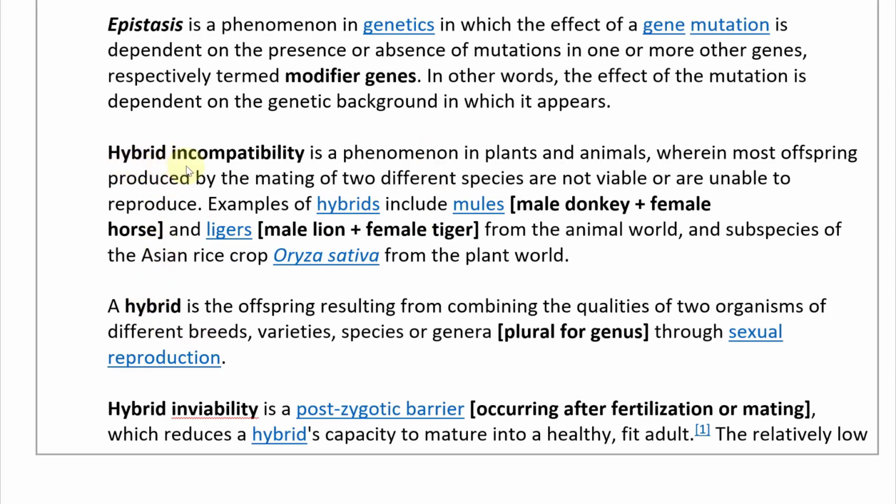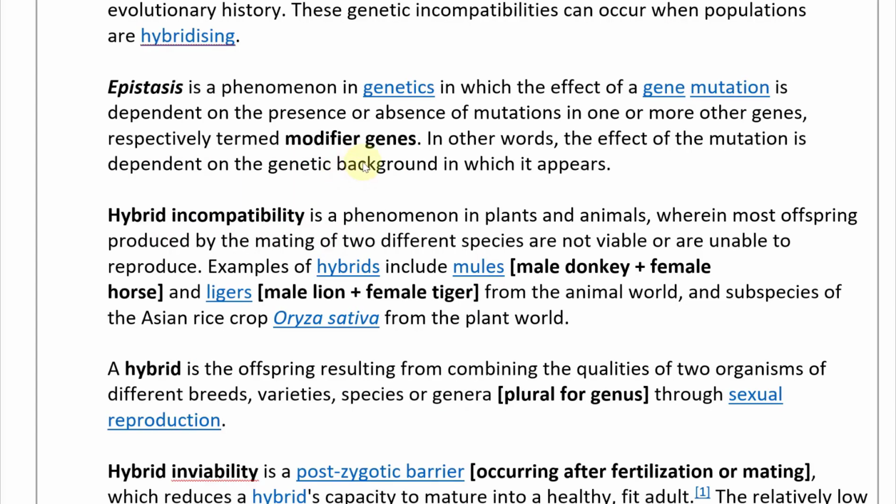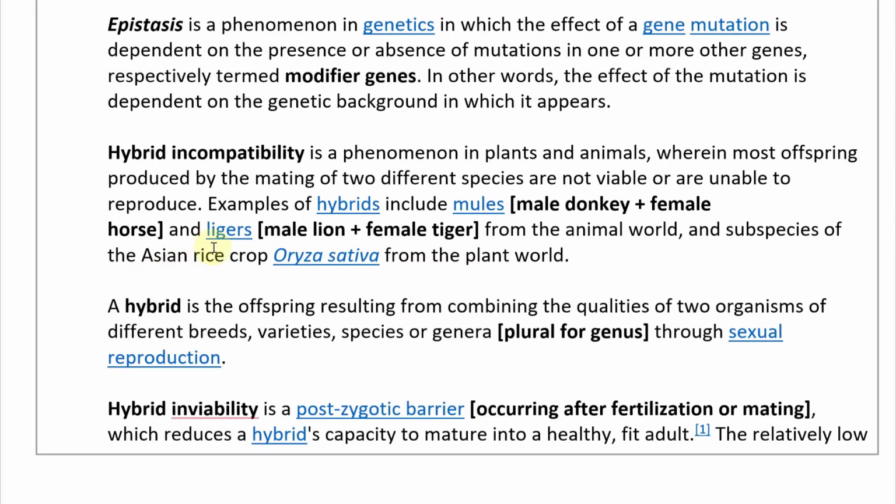So basically, a hybrid incompatibility is a phenomenon in plants and animals wherein most offspring produced by the mating of two different species are not viable or are unable to reproduce. Examples of hybrids include mules, which is a male donkey plus a female horse, and ligers, which are male lion plus female tiger, and these for most cases are not able to reproduce.